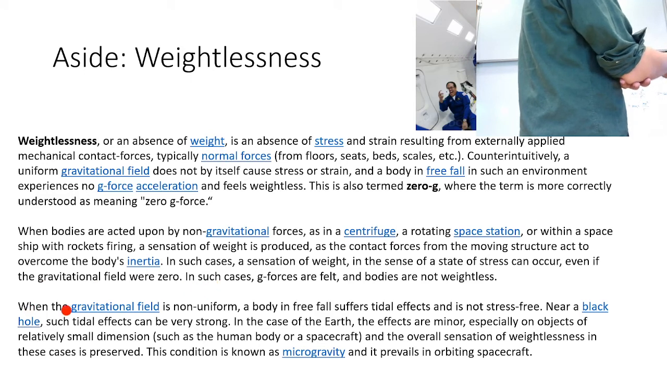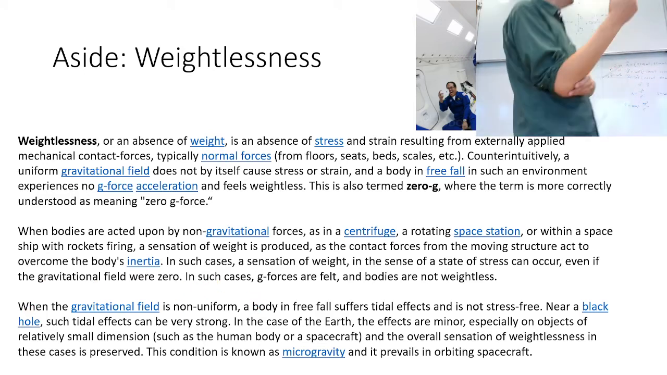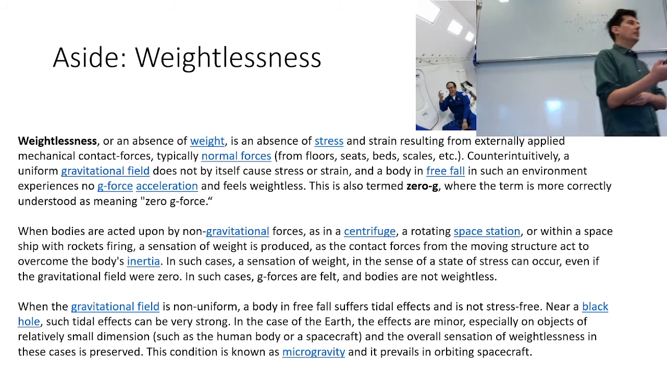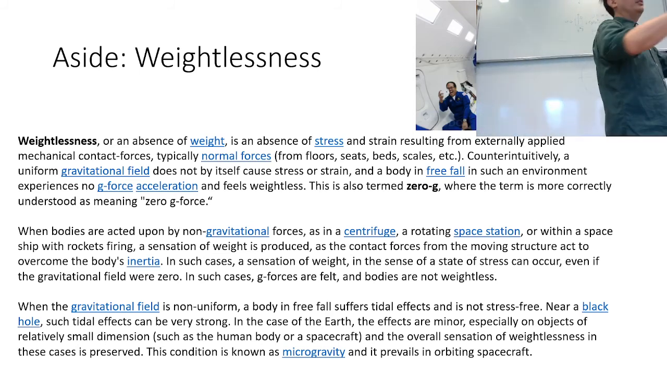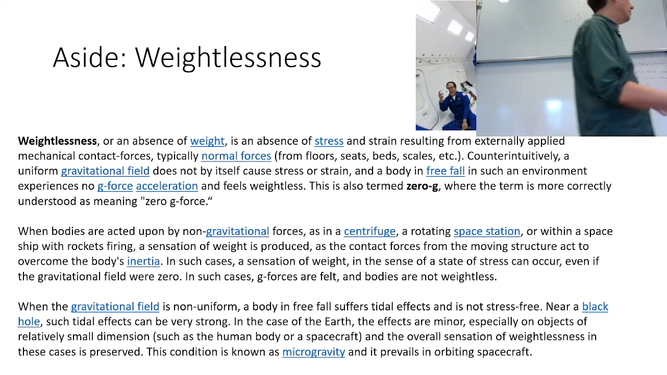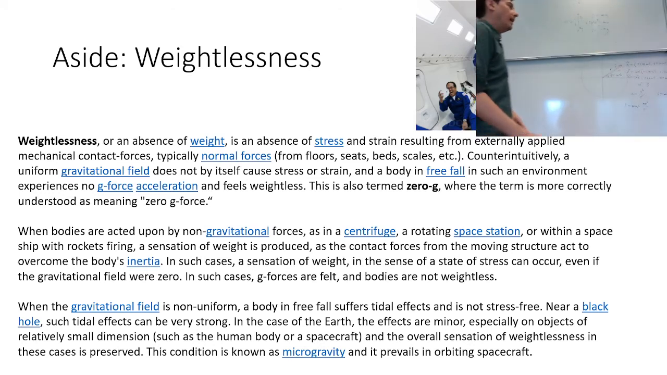So when the gravitational field is actually non-uniform, this is a very unusual case, because usually the Earth is so much bigger than you that the gravity you feel is pretty much uniform across your whole body. But if you were to really try to measure it, the gravity at the top of your head will be slightly less than the gravity towards the bottom, because you're closer to the center of the Earth, right?